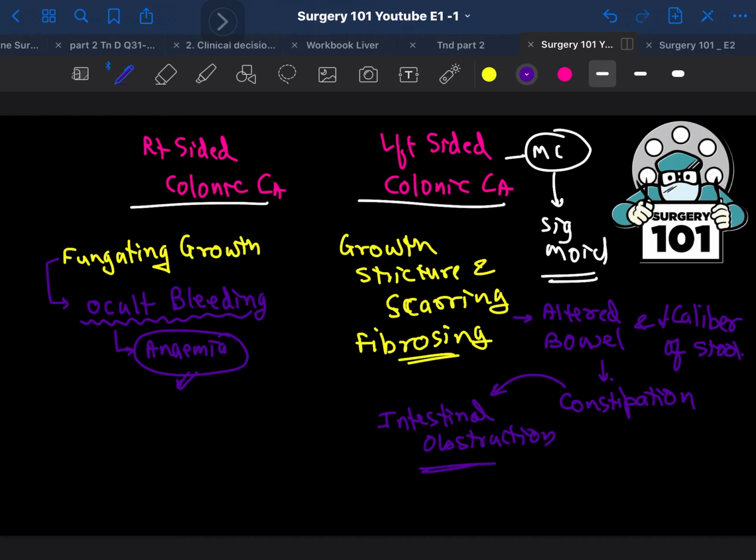I hope you are able to understand this point. This is a basic difference in the presentation of right-sided and left-sided colonic malignancy. On the right side we have a fungating growth, and that is why you have occult bleeding, ultimately leading to anemia. On the left side, you have a growth which is stricturing, scarring, and fibrosing. Because of this, there is altered bowel movement and reduction in the caliber of the stool, so the patient lands up with constipation, ultimately leading to intestinal obstruction. I hope you get this. These are the basic differences between right and left-sided colonic carcinoma.